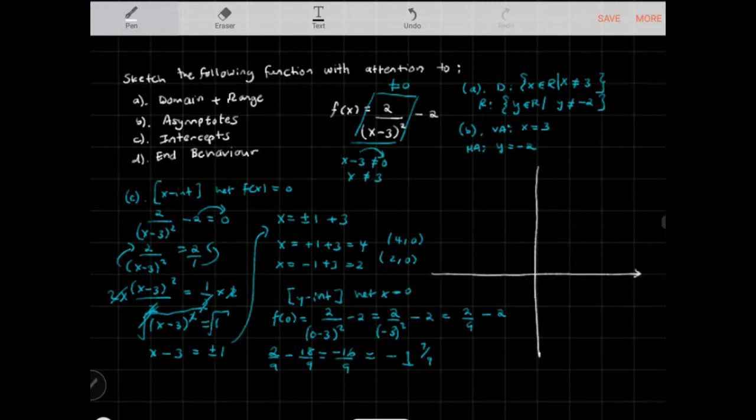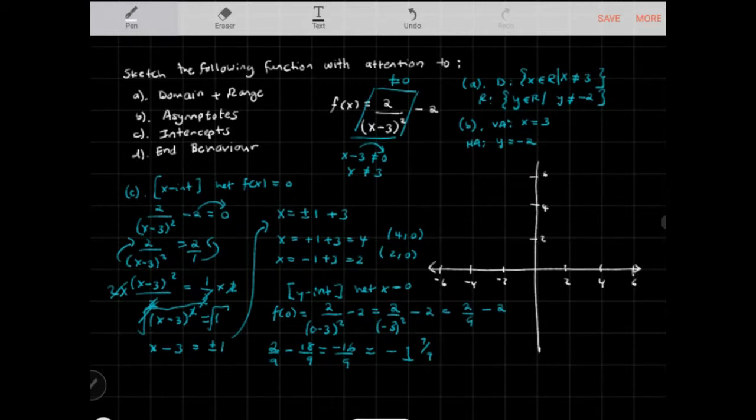Okay, hopefully I have enough space to work with this. So this is negative 2, negative 4, negative 6, this is 2, this is 4, this is 6. I'm just going to go up by 2's here, or you can create a much more appropriate scale.